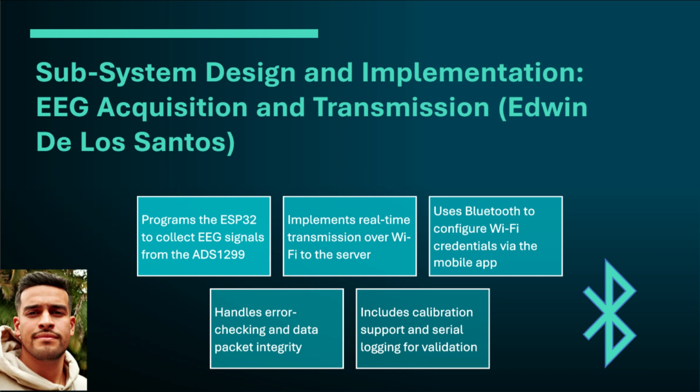The ESP32 uses Bluetooth to configure Wi-Fi credentials via the mobile app. Any validation will be done through Bluetooth before it fully connects to the Wi-Fi. And that is the basic system that we have for the implementation of the acquisition and transmission from the wearable device to the FPGA server.